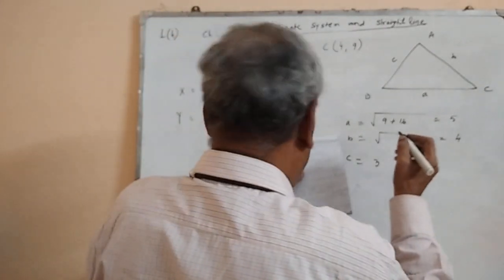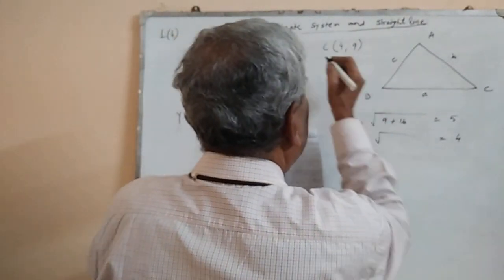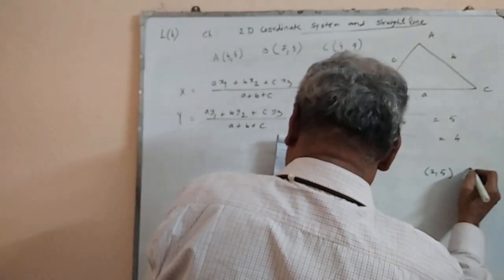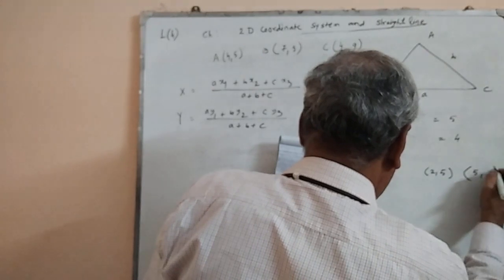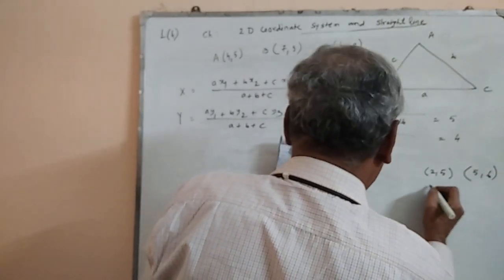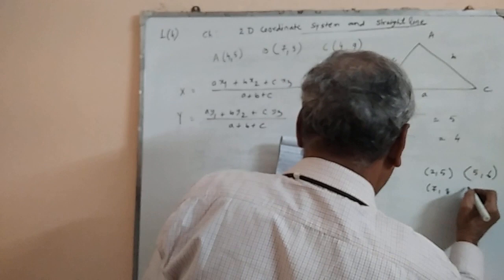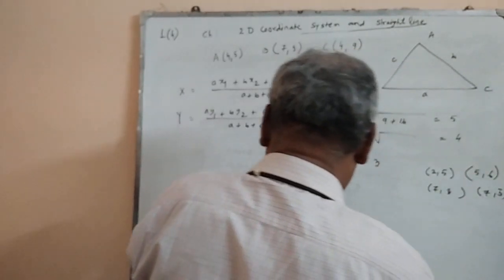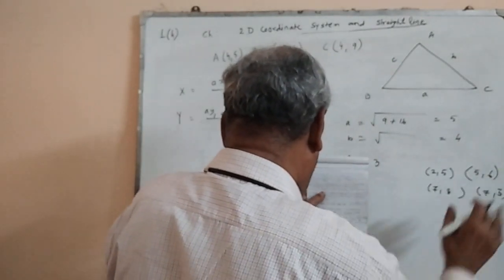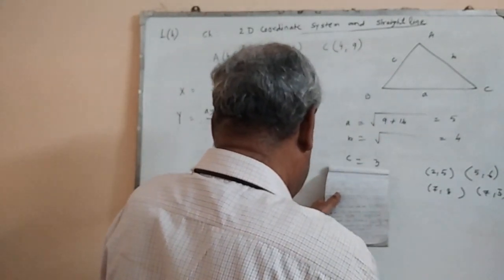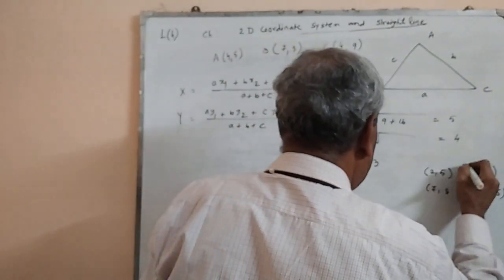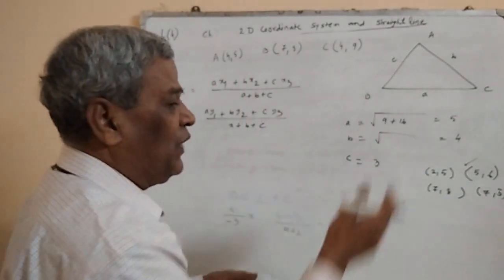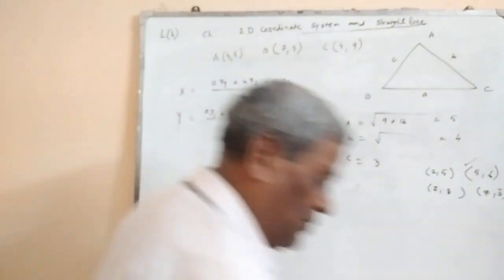The answer is... options: A is (2, 5), B second option is (5, 6), C is (7, 8) and D is (7, 5). Options are all these four, and actually the answer is (5, 6). That is option B is correct. By putting all these values, you can obtain that it is (5, 6).